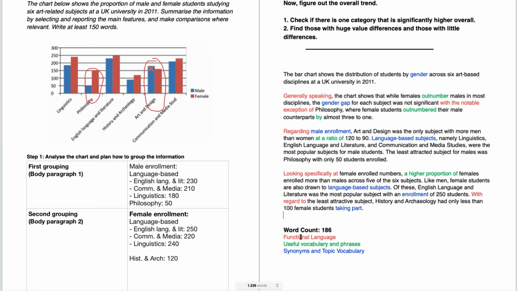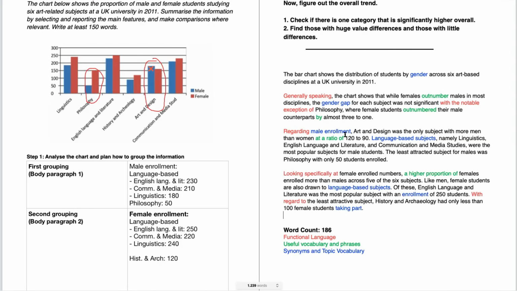But basically, if we start with our red, so our functional language, these phrases really help open up your paragraph, combine ideas, and also look at details. So generally speaking, obviously, is something to start with. It introduces a wide topic. With the notable exception of is great when talking about those big differences and those big gaps, just like we did for philosophy.